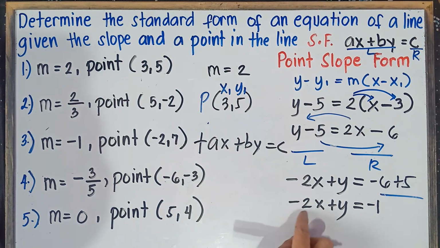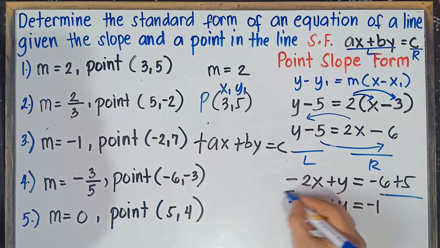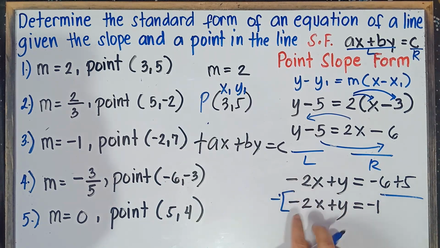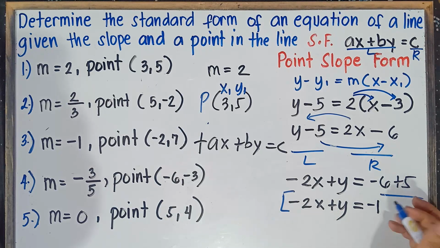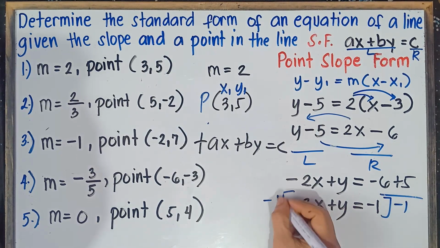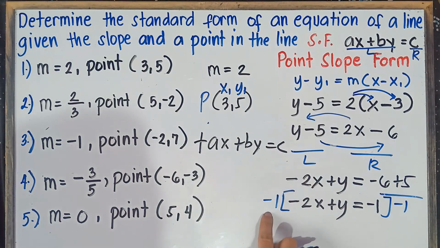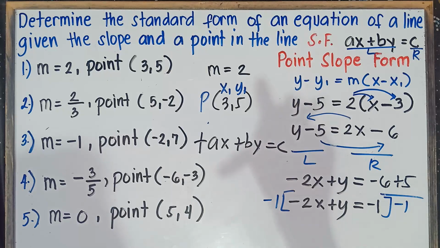Now, to make this one into positive, we need to multiply both sides by negative 1. Okay, once again, class, this is negative 2x. We need to have positive 2x. Why is that, sir? Because negative 1 times negative 2, negative times negative, that would be positive. 1 times 2, that would be 2.